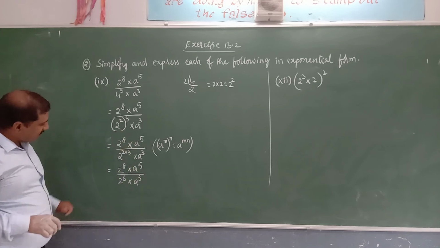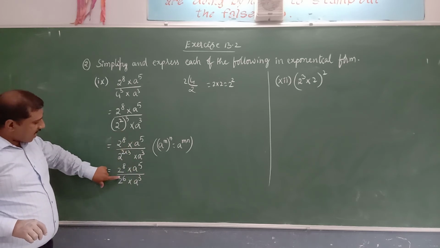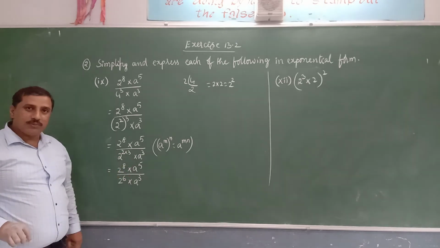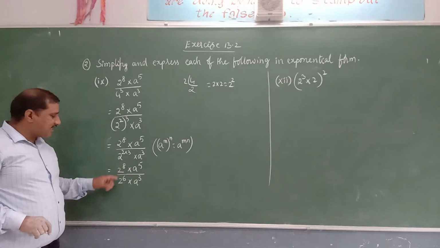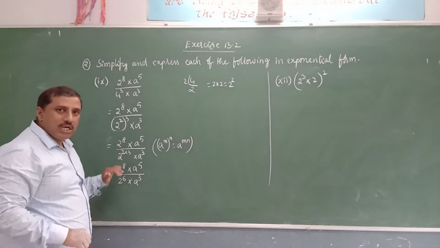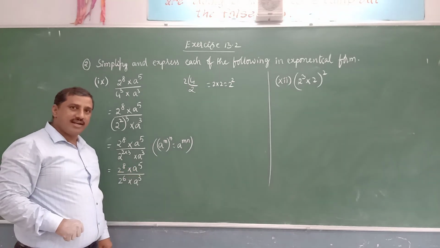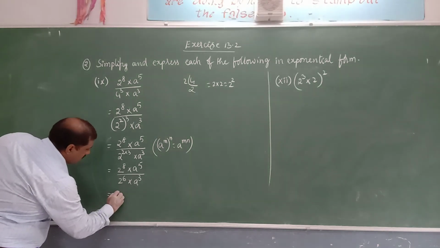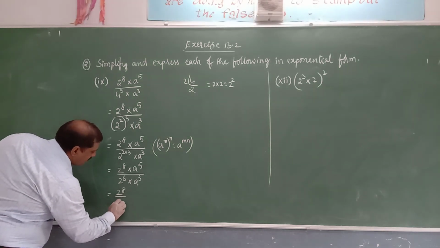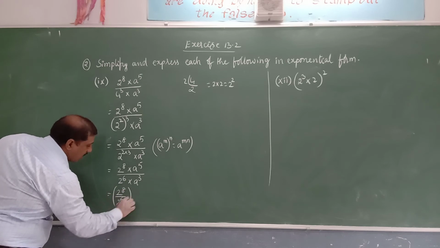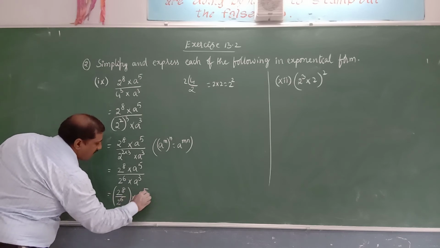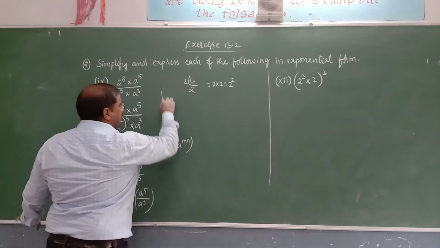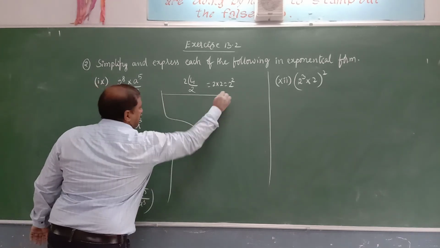Now if you observe 2 to the power of 8 and 2 power 6, same base is there. a to the power of 5 and a cube, same base is there. So same base and division sign is there. Can you apply the laws of exponents? Yes. Which law is it? Second law of exponents. So first we write individually, that is 2 to the power of 8 divided by 2 to the power of 6 into a to the power of 5 divided by a cube.